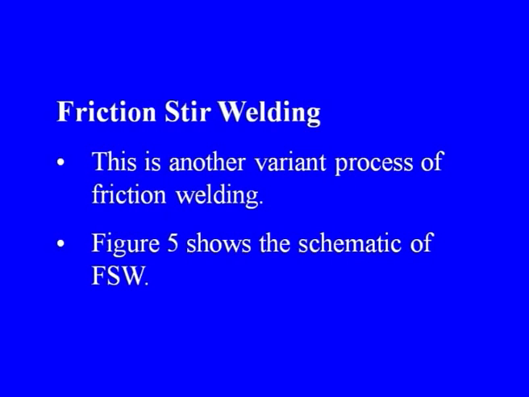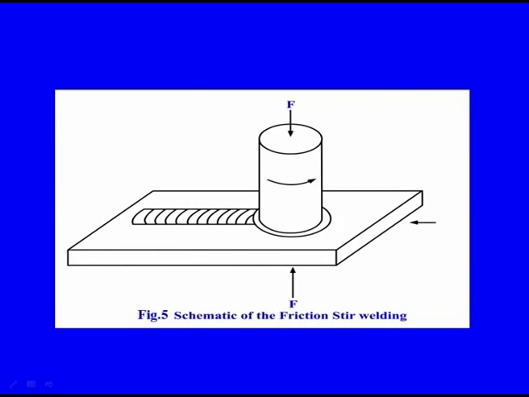Now, let us move on to another process, that is friction stir welding. This is in fact a variant of the friction welding process, and we can see the schematic of this process on the screen. This is the plate, and this is a tool which will be kept rotating, and the area which it touches will get heated up and softened. Now, if we keep two plates here, both the plates will get softened, heated up, and then finally they will be joined. So, this is a very basic schematic of the friction stir welding process.